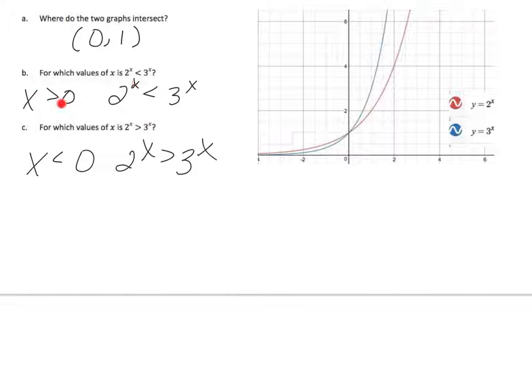If we look at this first example where x is greater than 0, 2 to the x is less than 3 to the x. So 2 to the x is below 3 to the x, so it is less than. And then for values less than 0, 2 to the x is greater than 3 to the x. It's above it.